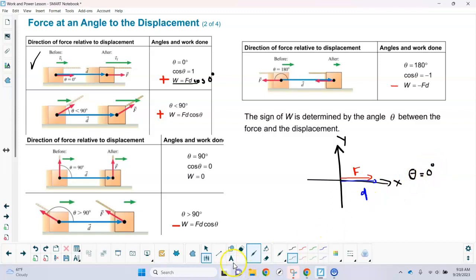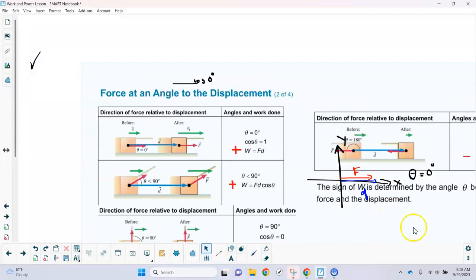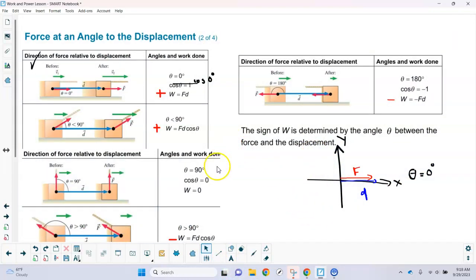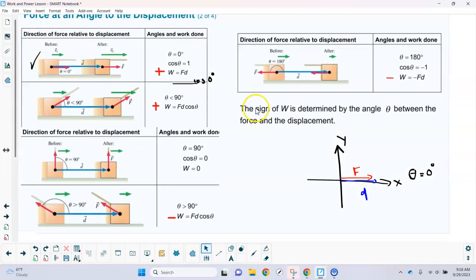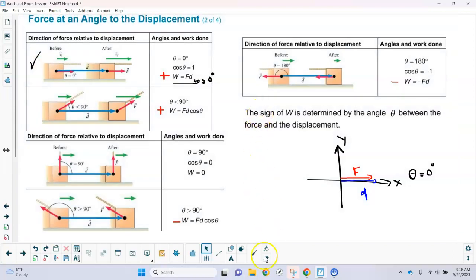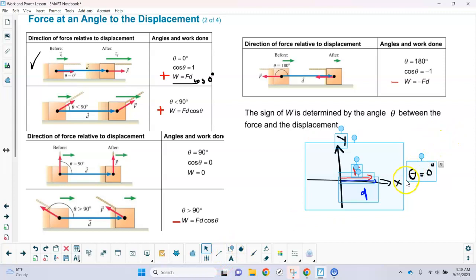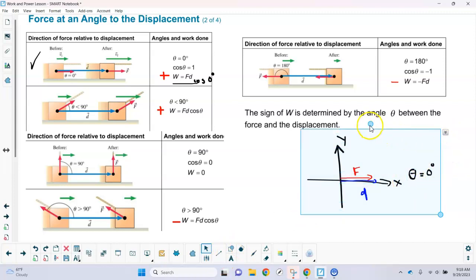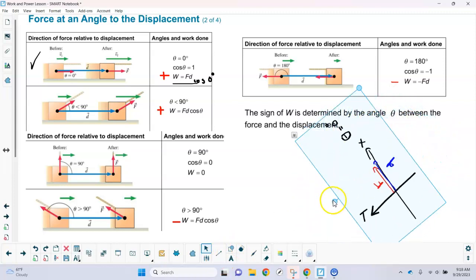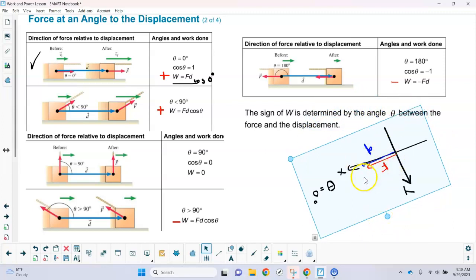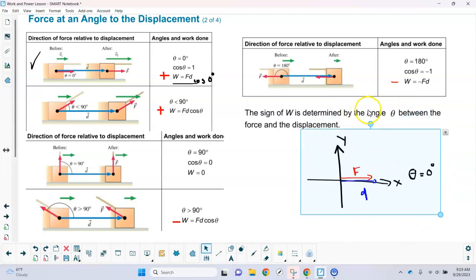I could rotate this any way. I'll group that together, and I could rotate this in any direction. Those force and displacement arrows are still going the same way, so the angle between them would still be 0. It's not about physically where it goes; it doesn't have to go to the right to be at 0 degrees. It's about how the force and the displacement either agree or disagree.